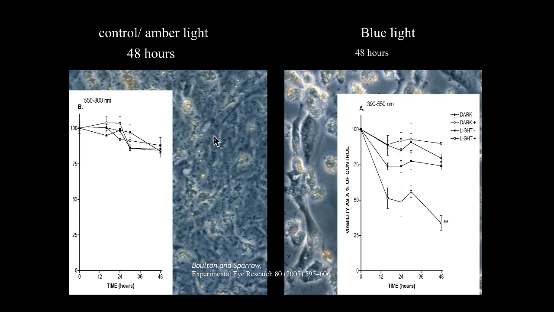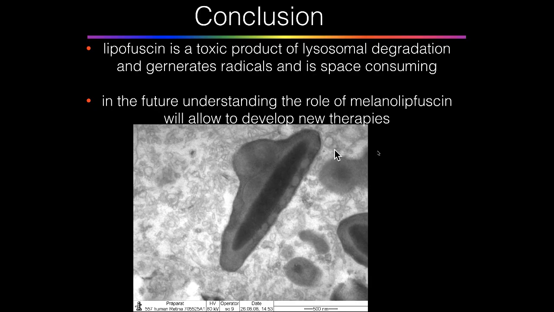Here, with amber light, more or less nothing happened. This is a very important experiment which clearly shows that blue light probably induced radicals from lipofuscin in these cells that are able to kill the RPE cells.